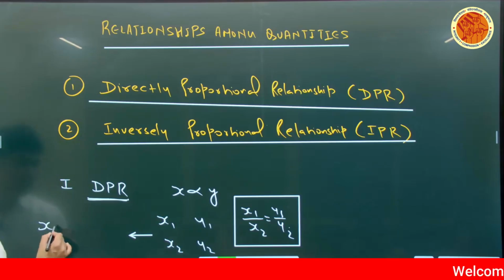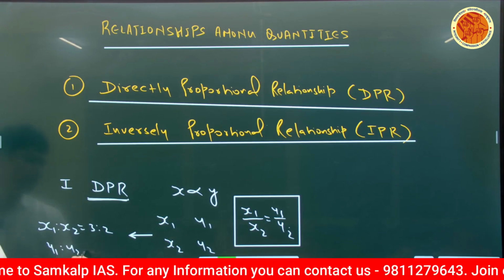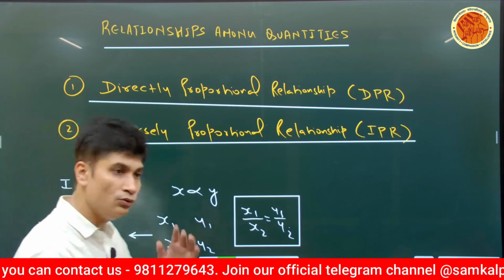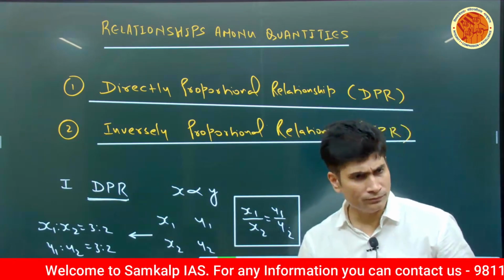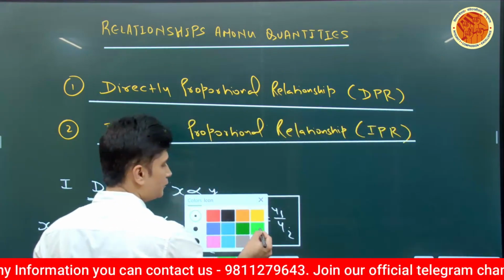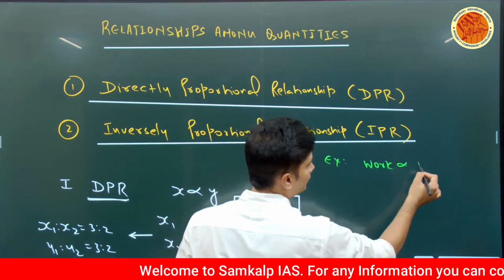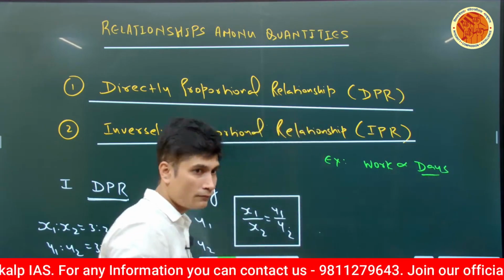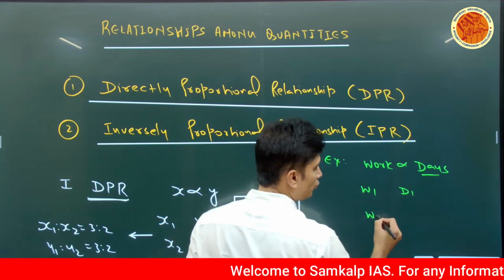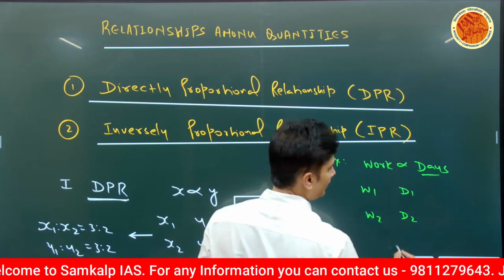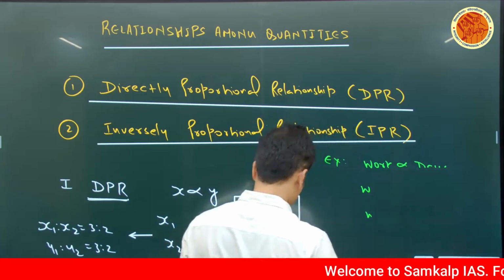In simple mathematical words, if the ratio of x1 and x2 is 3:2, then the ratio of y1 and y2 will again, yes, be 3:2. That's it. Okay, so you already know an example. Let's suppose I am writing that work is directly proportional to days. So if W1 has relationship with D1 and W2 has relationship with D2, then W1, I have to write it this way.